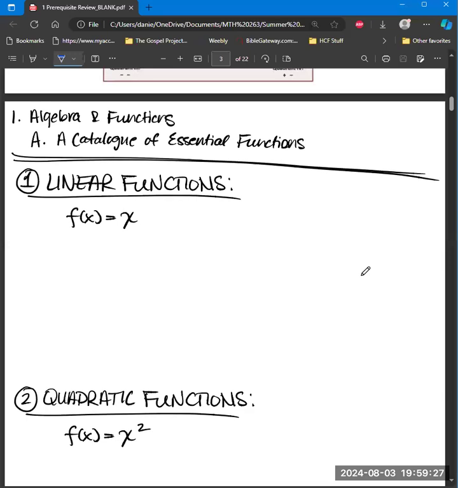But let's get started here with our catalog of essential functions. And the first is going to be the linear function. I'm going to do my best to draw this by hand. You should have these in your textbook in the back. Actually, let me see if I have this here as well.